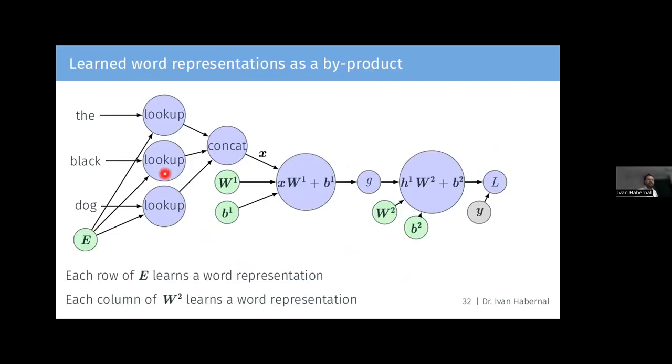So here, when we train this kind of neural language model and update the parameters, we backpropagate back to E, and then each row of E learns a nice word representation. And also each column of W2 learns a word representation, because W2 is projecting to the vocabulary size. Earlier the matrix had six columns and each of them had something about language, but we are now projecting into words again. So each column of this matrix will have something learned about each particular word. And we're going to use them for word embeddings.